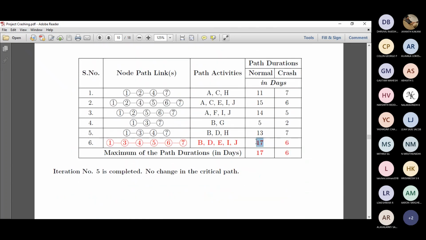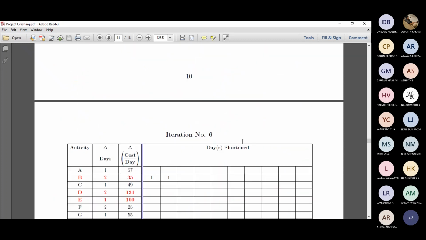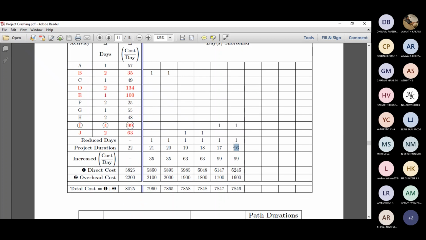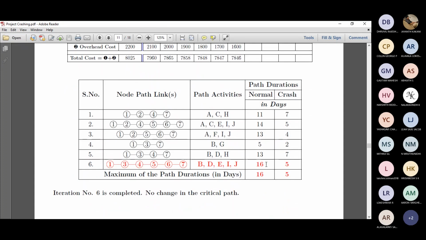Once you reduce 1 day in I, the duration is 17, but it's still the critical path. Next, we'll do another 1 day reduction in I, which is 4 minus 2, so 2 days are gone. This is 99. This will become 16. 16 multiplied by 100 is 1600. 6147 plus 99 is 6246. When you add both together, it's 7846. It's something like stagnant. 48, 47, and 46 is almost stagnant. Then we'll check the critical path. 16 is still the critical.